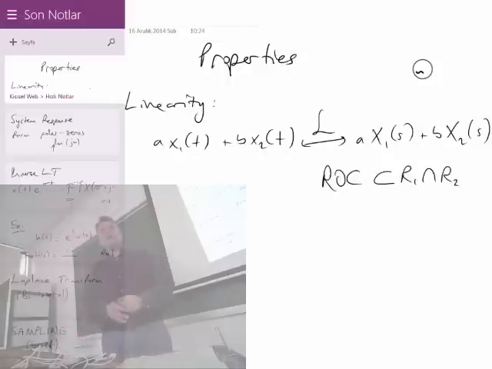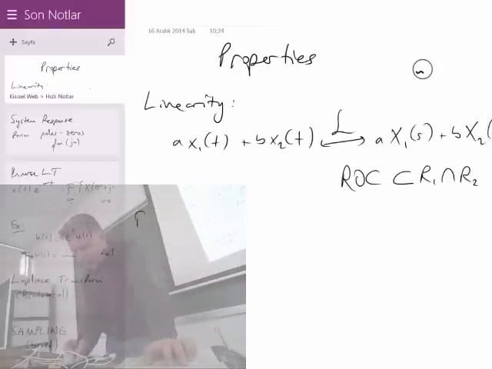It doesn't say much, as you see. What's the region of convergence? It includes R1 intersection R2. So it is not smaller than R1 intersection R2, but it may be greater than that, and it may be the universal set as well. And why is that the case? Why am I saying that?